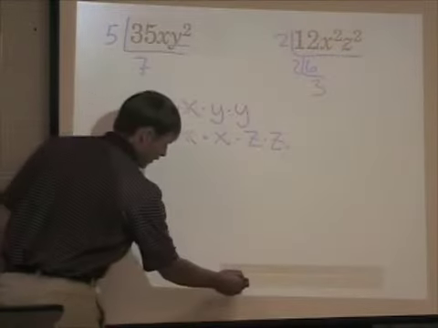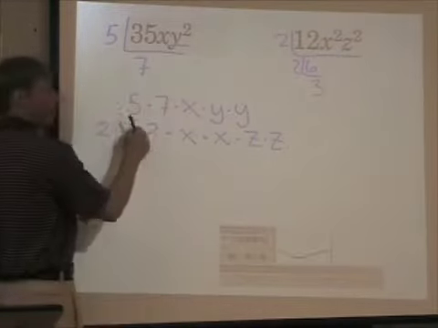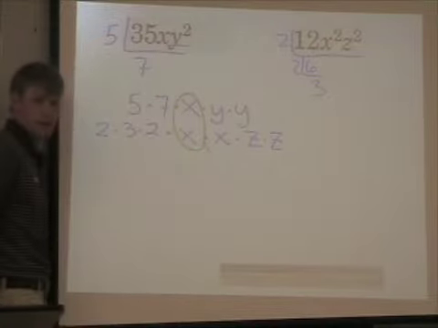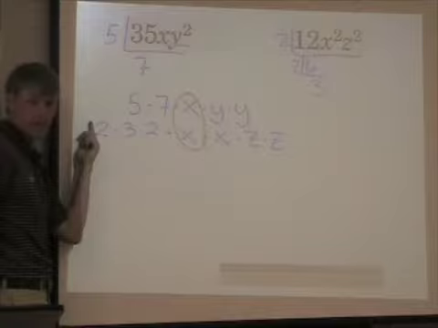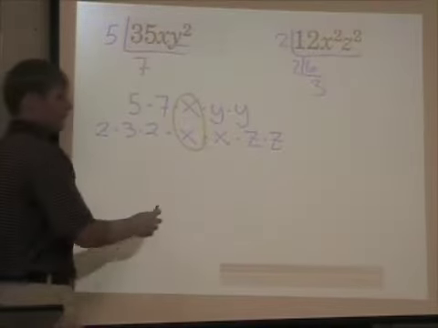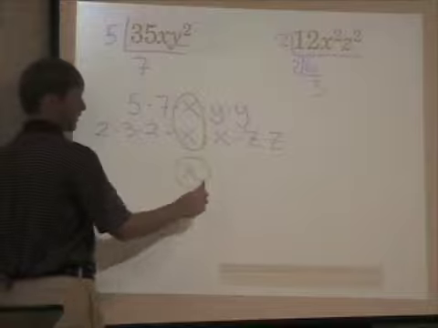Now all you have to do is circle the ones that share in the top and the bottom. X is the only thing that's common. Are any of the numbers common? Are any of the other letters common? So what's your GCF equal? X. That's it.